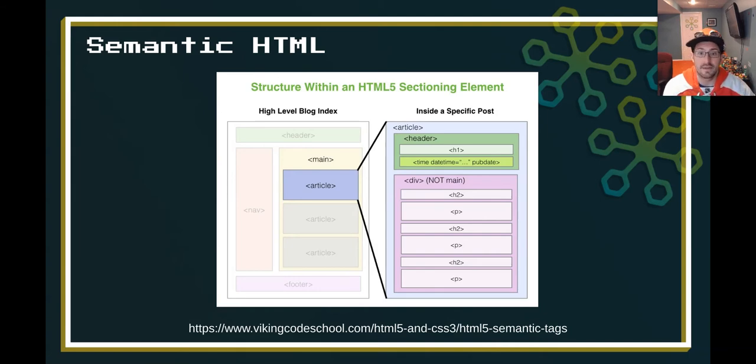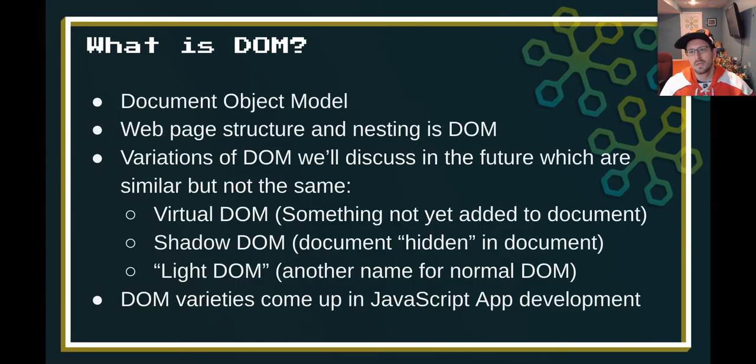So within that structure, you have other tags, right? So here I have the main, it has an article, and then in the article, there's another header and a time element. Hey, there's that time. And then other things, right? Like divs, headings, paragraphs, whatever. So this makes up our DOM, or document object model. So what is that? Well, a web page structure and nesting is DOM, right? So what you're being delivered is a hierarchical document, and that is commonly known as the DOM.